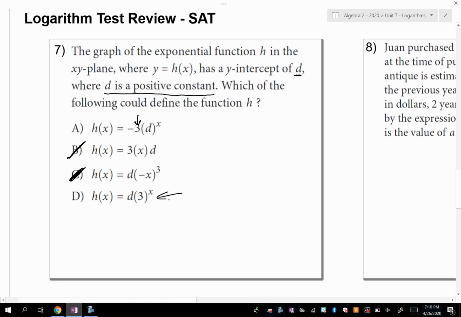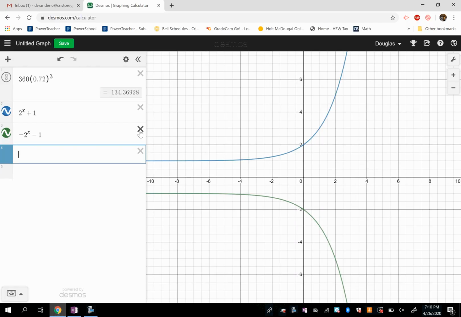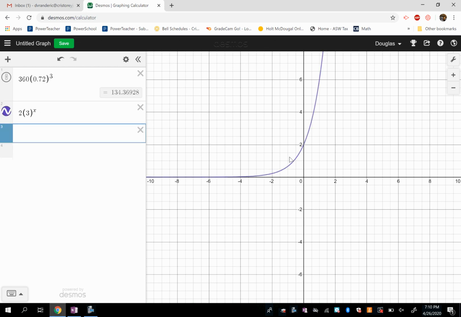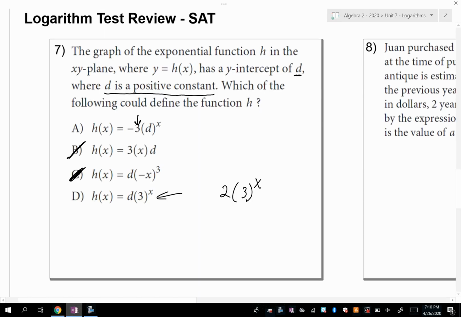What I did was I just made up a number for D that's positive. So I used 2 times 3 to the x. Let me show you what that looks like. 2 times 3 to the x power on Desmos, so you can see why that's the answer. I'll delete these. So 2 times 3 to the x. If you look at the one in purple, you notice the y-intercept is at (0, 2), which is the same as that number that I chose. So that's why the answer for this one is D.